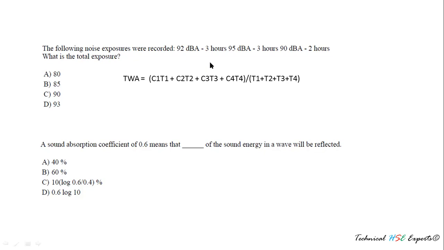Can you tell one more thing about the 0 and 1? Yeah, 0 means 100% is reflected, and 1 means 100% will be absorbed. Here in the question, they mean 0.6. So what is the meaning behind this? 60% of the noise will be absorbed and 40% will be reflected. So the answer is A, 40% reflected.